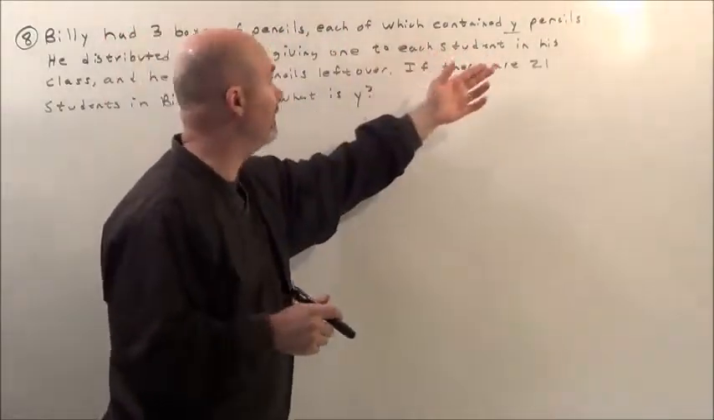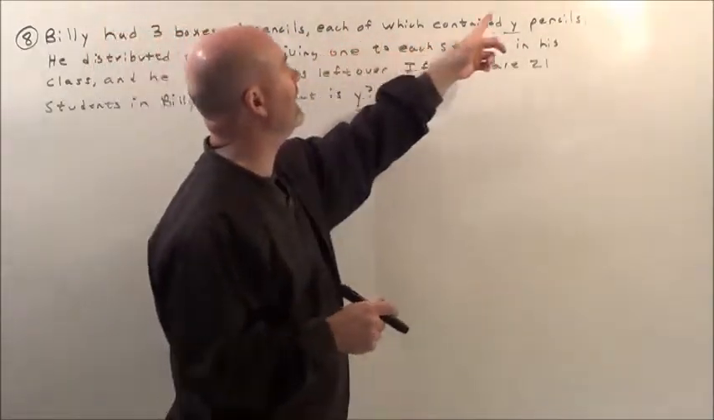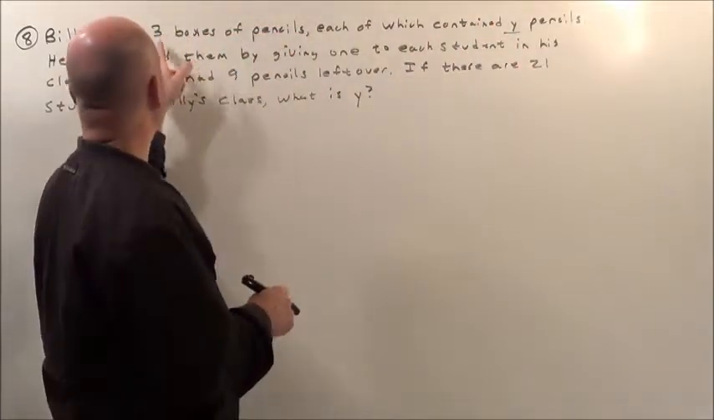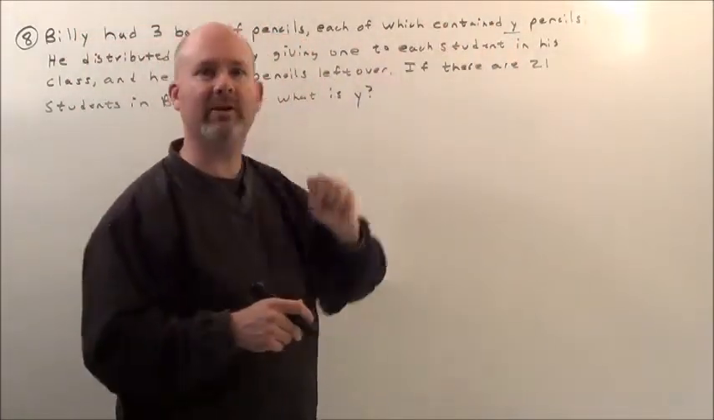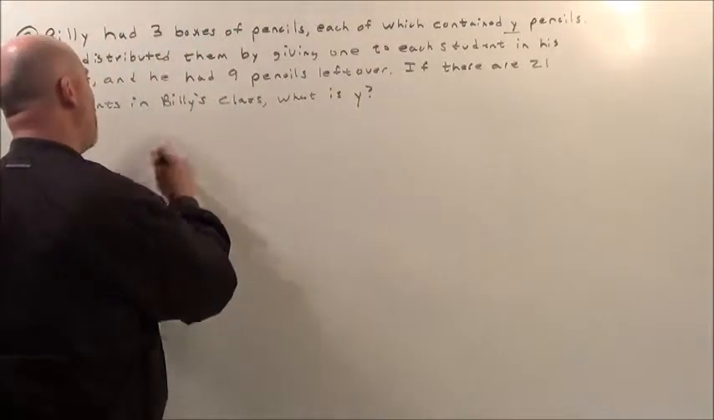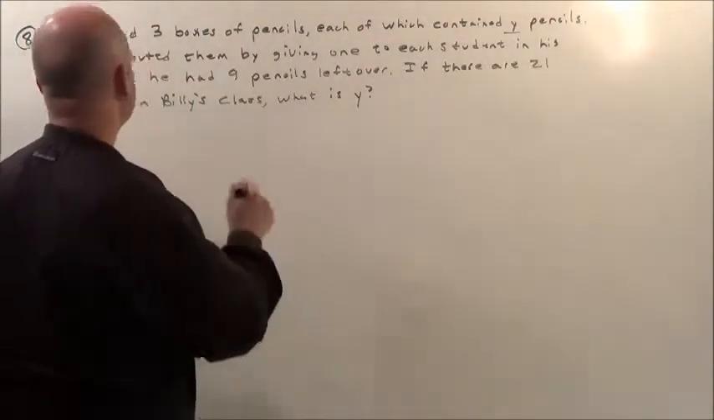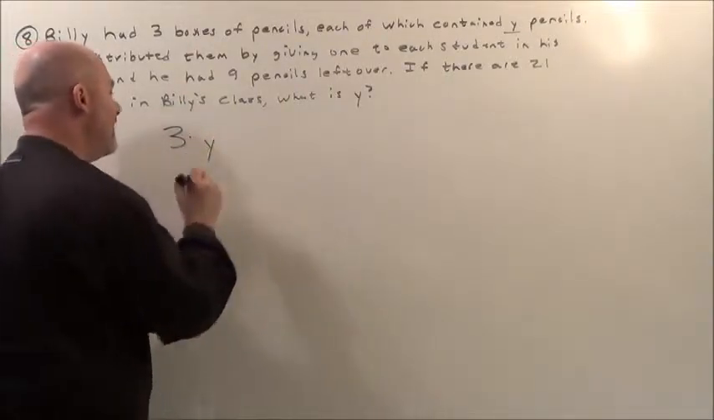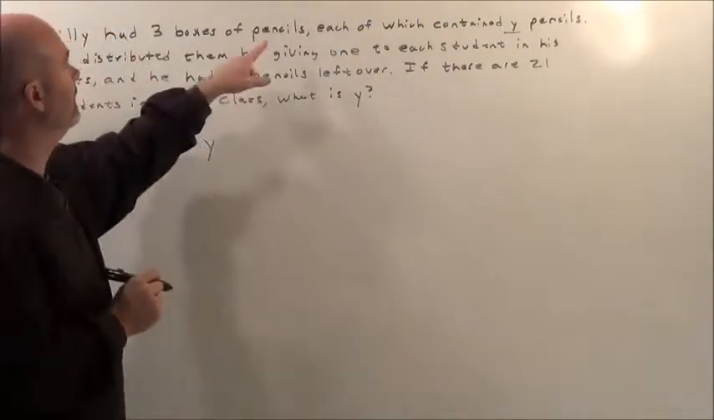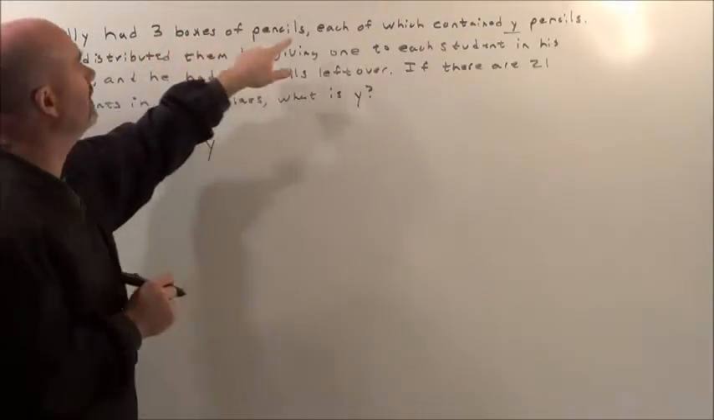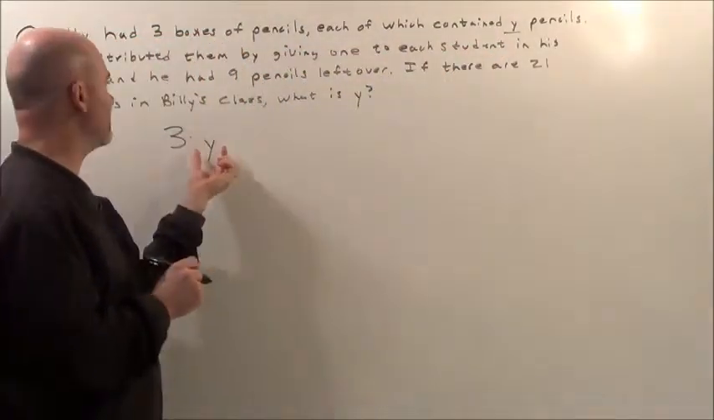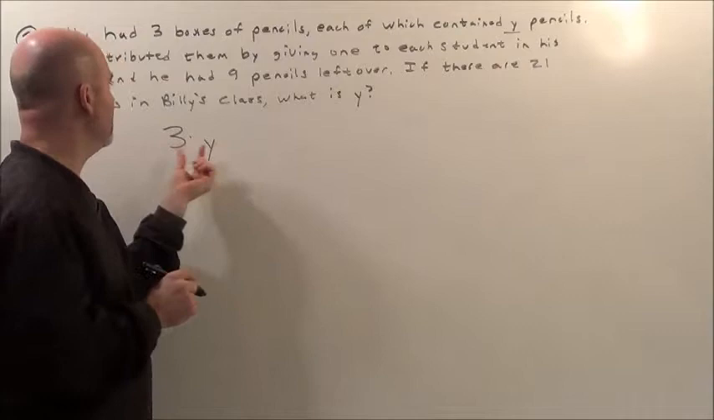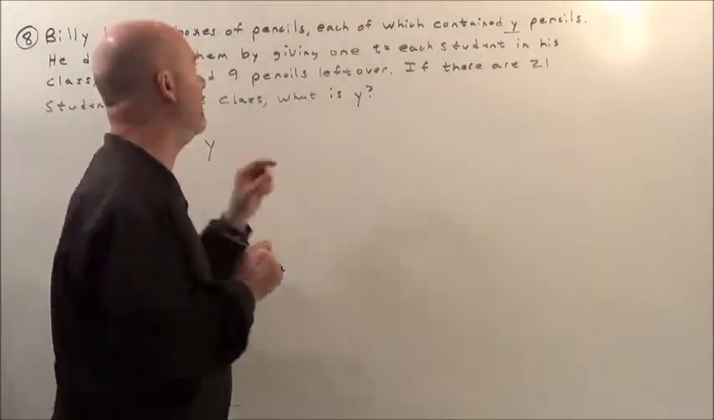Well, 3 times 5. What if each box contained 10 pencils? Well, then it would be 3 times 10, 30 pencils. So we know right off that what Billy has is 3 times however many pencils are in each box. Okay? Because it says he has 3 boxes, each of which contained Y pencils. So there's how many in each of the 3 boxes. So there's how many Billy has right this minute.